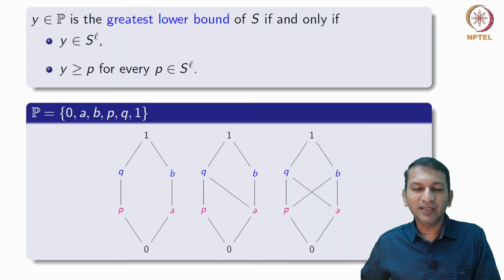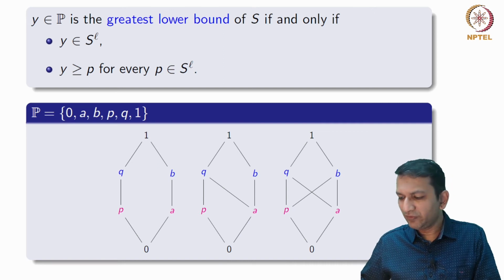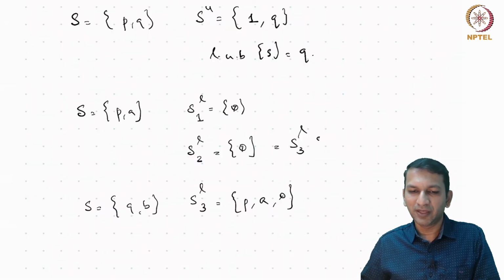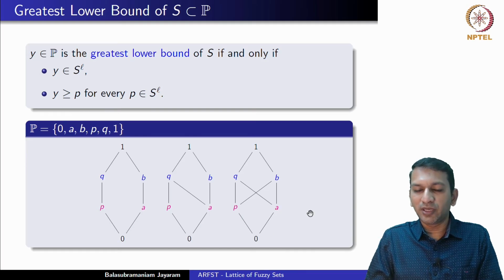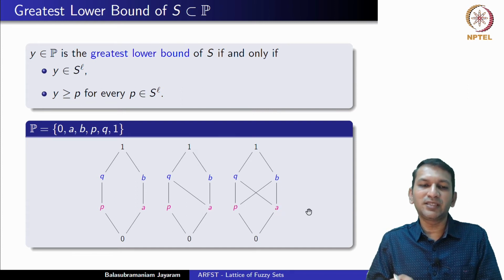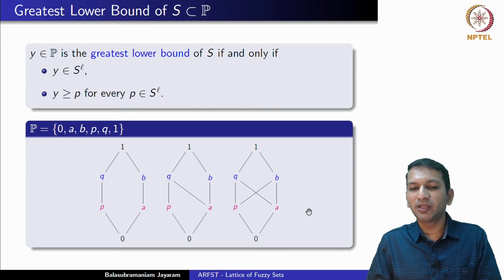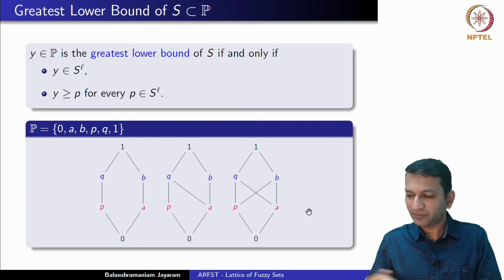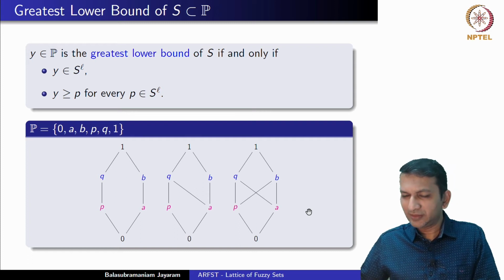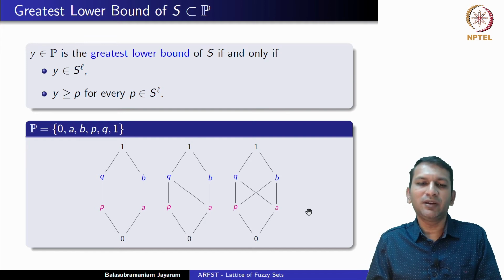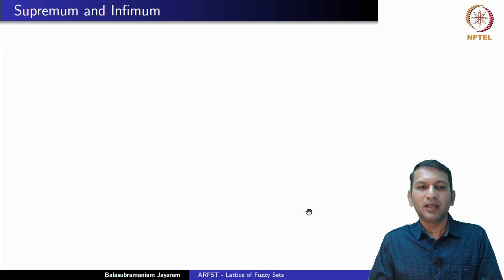Now, to find the greatest lower bound means to give an ordering on these three elements. Clearly, 0 is smaller than both P and A. However, neither is P smaller than A nor is A smaller than P. That means we are not able to find a single unique element which is greater than all of these lower bounds. Thus, in this case, we do not have a greatest lower bound for this set {Q, B}.